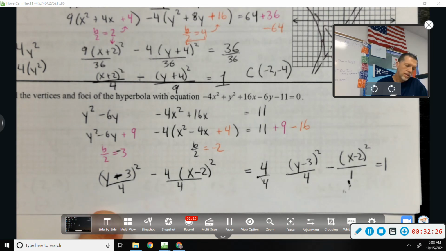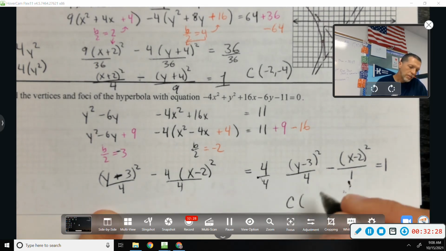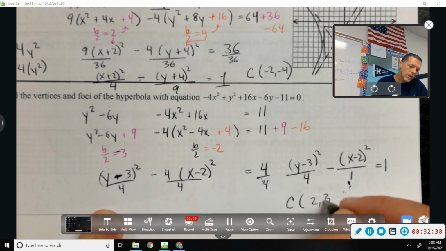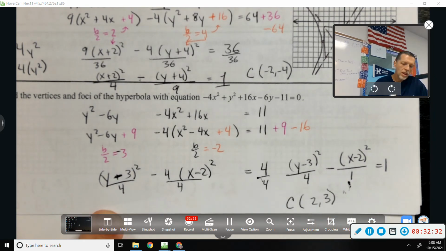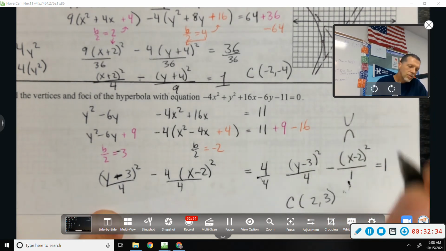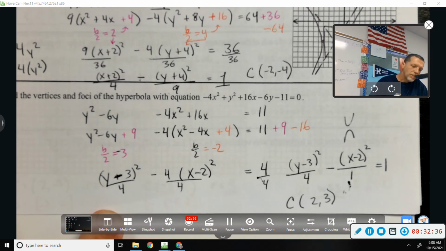We're not going to have time to finish that problem, but the center is at 2, 3. It's up and down. So I know my foci and vertices will change the y coordinate, because that's the up and down coordinate.